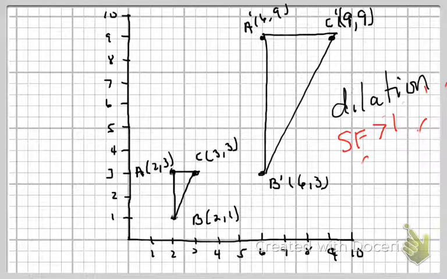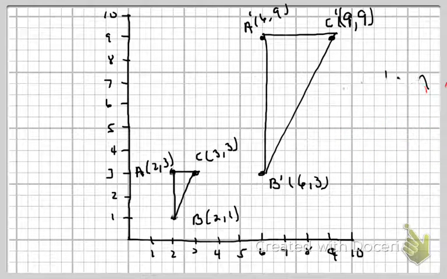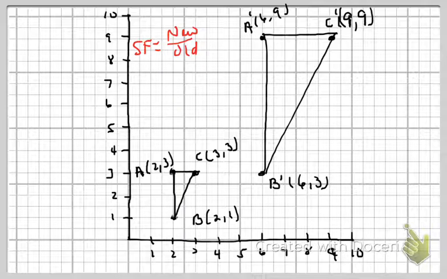Now, I have put it on a grid here so we can look at how we would do this on a grid. And it's really quite easy. You really don't have to do much here at all. Scale factor is the new over the old. Remember, the new is the prime one. We can pick any one of these points, and I'm going to take the x value of 6. So the new 6, you see it right there?